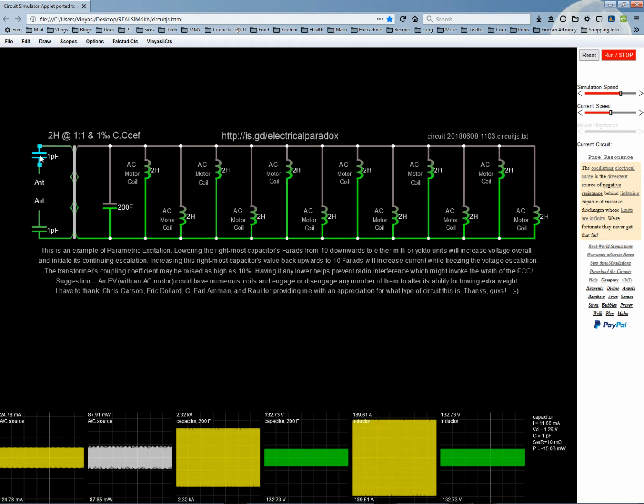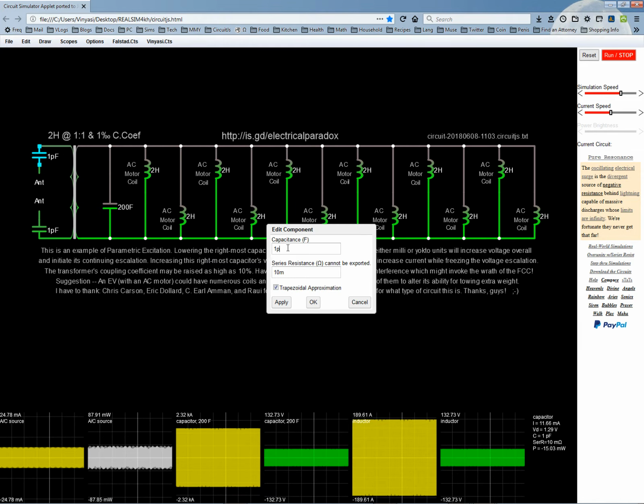So let's try that. Let's make it a femto and see what happens. If you ever wonder why it says this, series resistance cannot be exported, it's because I didn't want to go to the trouble of trying to figure out how to take the software code to the next level. Oh, no, it was more than that. It was not expedient for me to do so. It's more efficient for me not to do that. So you can temporarily, in the course of running a particular circuit, change the series resistance of your capacitors to some other value other than the default value of 10 milliohms. But you cannot save that value. That's the thing.